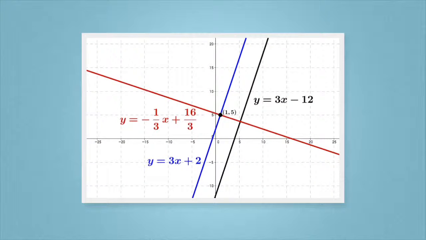Finally, here is a visual of all the lines we just looked at. The line in black was the original line, y equals 3x minus 12. The line in blue is the parallel line, 3x plus 2, and the line in red is the perpendicular line. Notice that the blue and red lines both pass through the point 1, 5 as directed by the instructions in the examples.